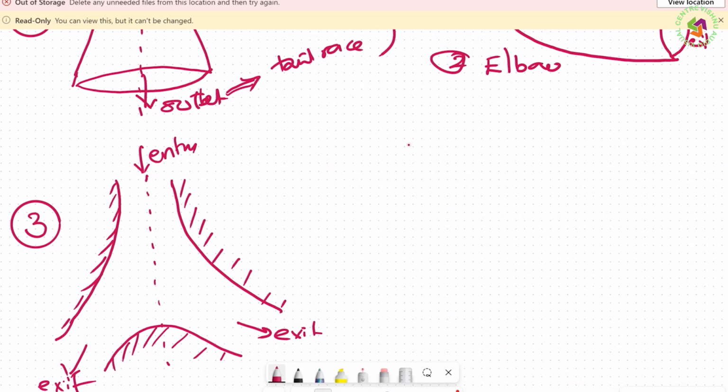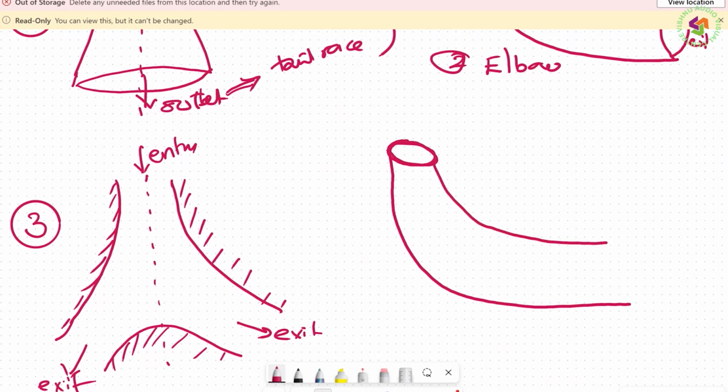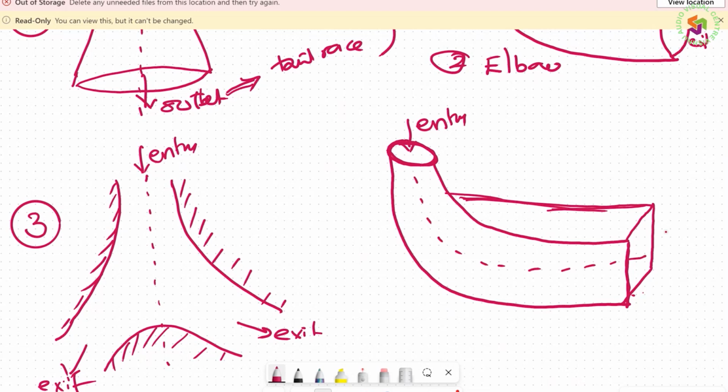Last one is what actually this is again circular opening at the top. And then actually if I see exit, the exit is not circular. Exit is rectangular. So this is entry, right? Entry is circular, but outside is square or this is exit. So this is fourth type. So these are the four types of draft tubes, right?